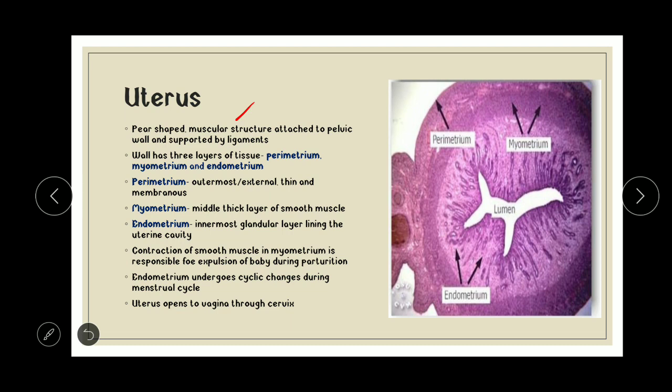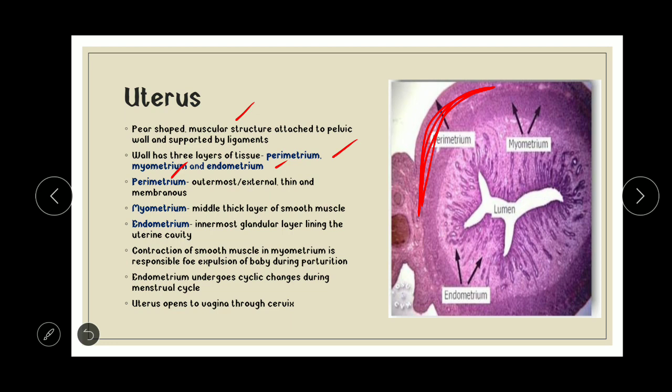Then it has three layers of tissue, that is perimetrium, myometrium and endometrium. First of all, perimetrium. Perimetrium is the outermost layer. You can see in the diagram, this is the outermost layer. It is thin and membranous. It is composed of a number of membranes surrounding each other.